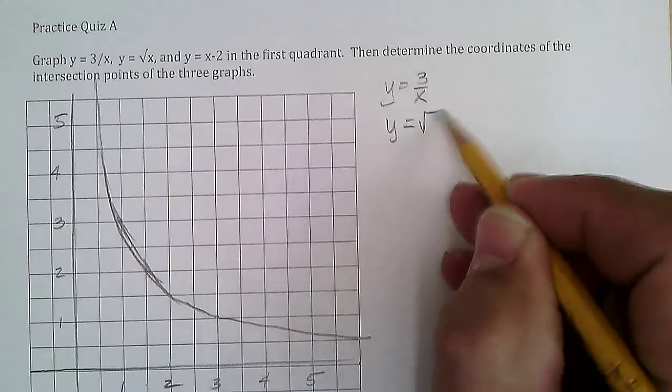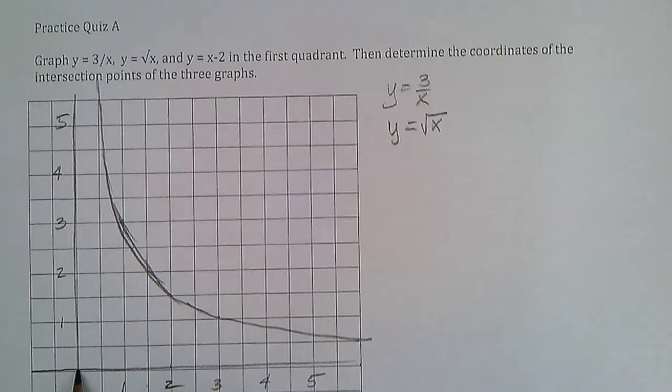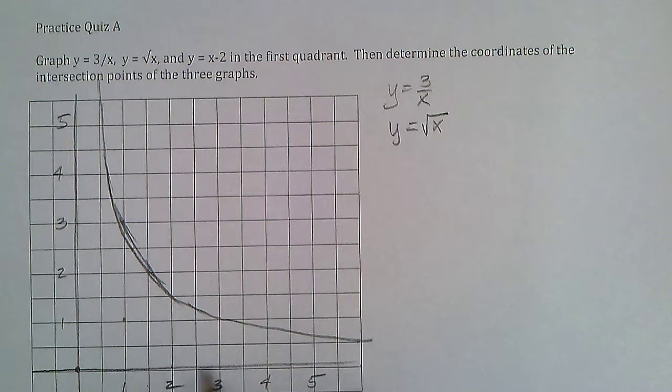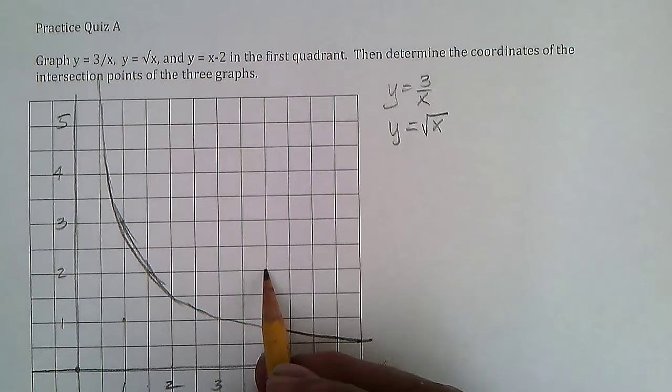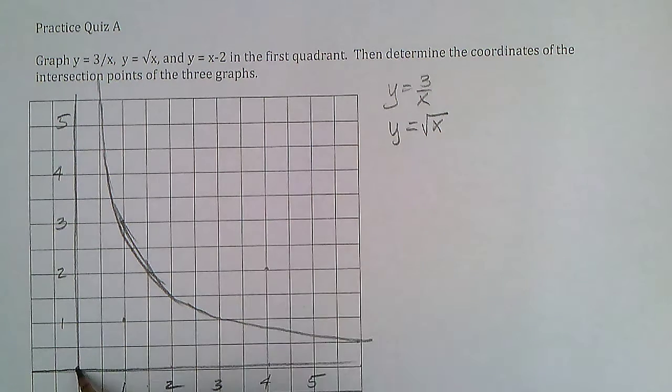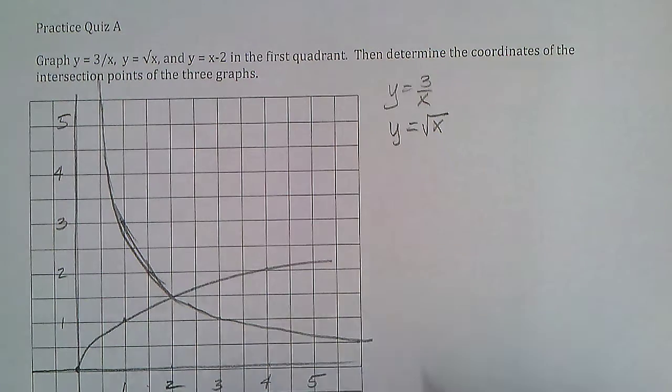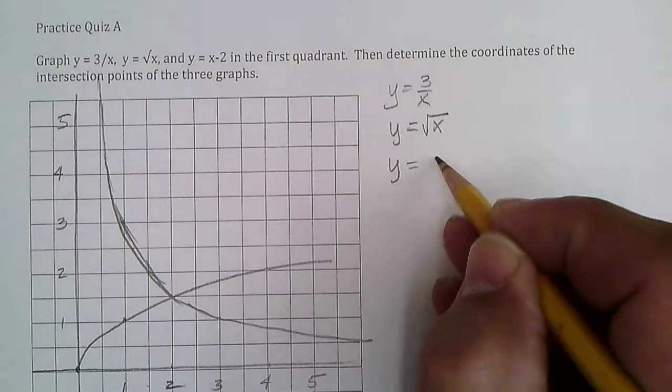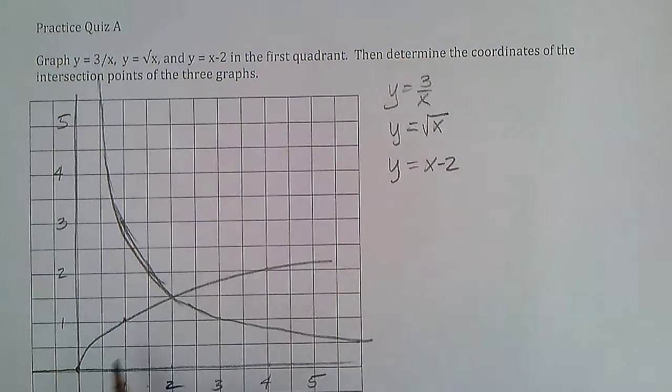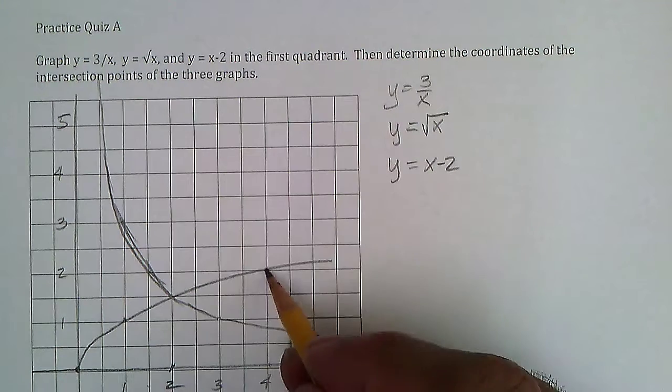Y equals the square root of x. The square root of 0 is 0. The square root of 1 is 1. The square root of 4 is 2. And y equals x minus 2 goes through there, through there, through there.